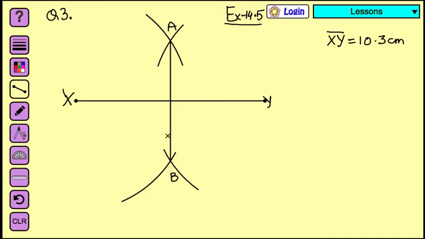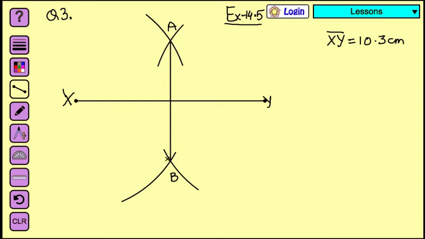Now you will see AB is actually cutting the line segment XY. So wherever it is cutting, you can see here, this point is actually where it is in the middle of XY. So it's bisecting XY. And since it is at 90 degrees, AB is also a perpendicular. So it is a perpendicular bisector.